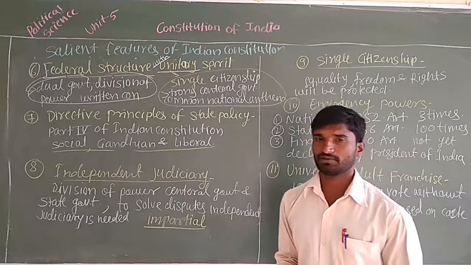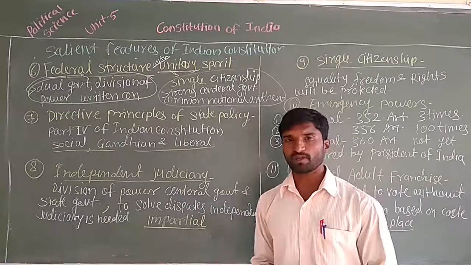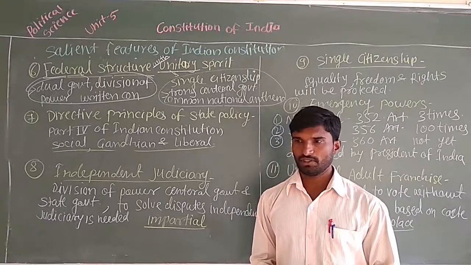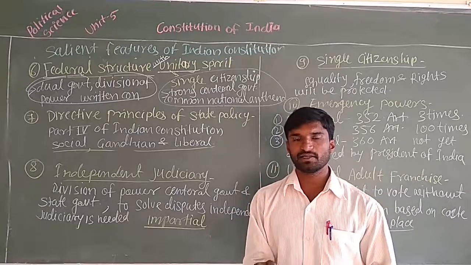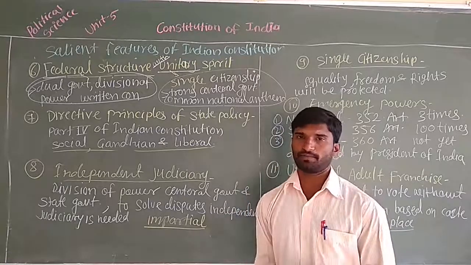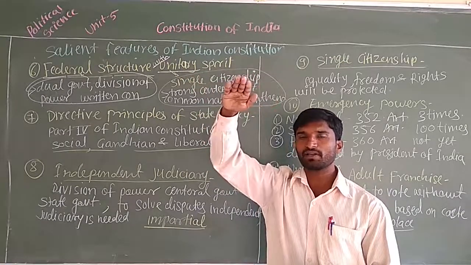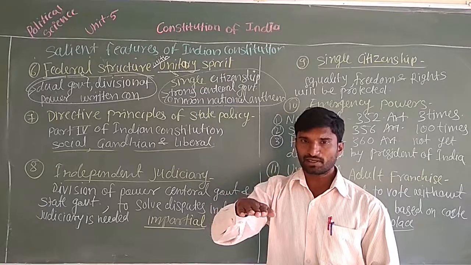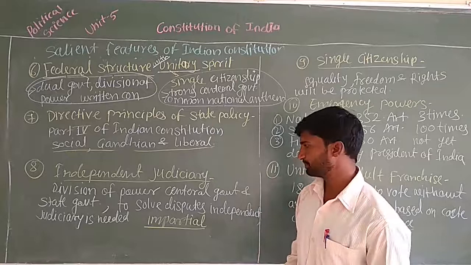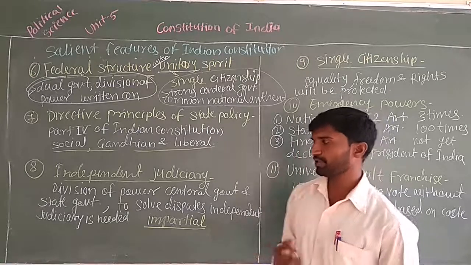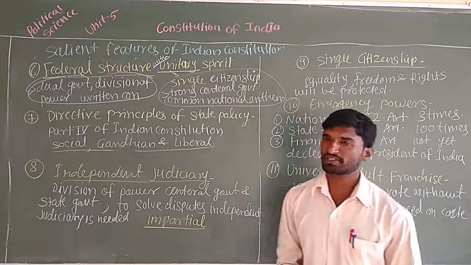Independent judiciary: the central government has a Supreme Court, and every state government has a High Court. So whatever disputes there are between state and center, these are solved independently. The Supreme Court comes at the apex level, then the High Courts, then subordinate courts at district level. The disputes are solved with this judicial system, and judgment is given in an impartial way.